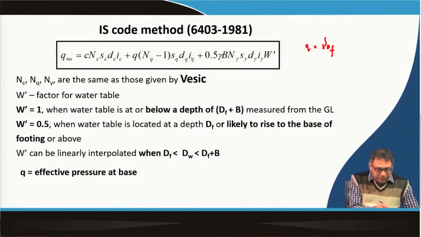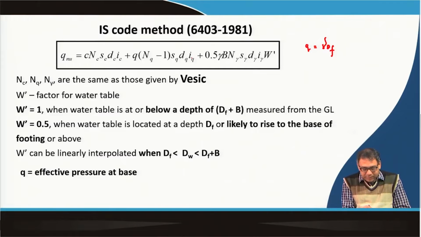So, where the water table effect is there. The water table effect W' value is 1 when the water table is at or below a depth of Df plus B. So, that means it is the same as the previous water table effect: if the water table is below a depth equal to the width of the foundation from the base of the footing, then no water table effect will be there.